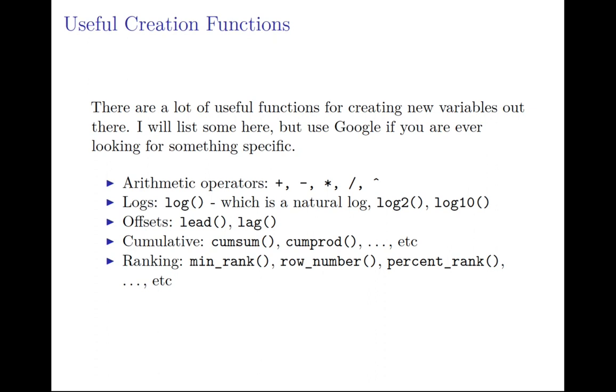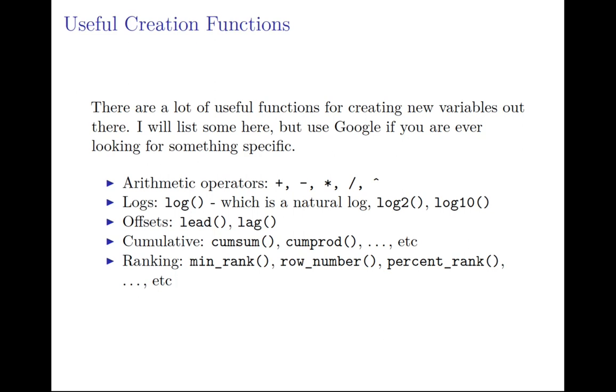There are a lot of useful functions for creating new variables out there, and I'm only going to list some here, but please use Google if you're ever looking for something specific. You have your arithmetic operators, pretty straightforward. You also have log functions, and don't forget that log is the natural log, and then you have log base 2 and log base 10. You can look at the lead or lag of a set. You can look at cumulative things, so the cumulative sum, the cumulative product. There's lots of examples of these.